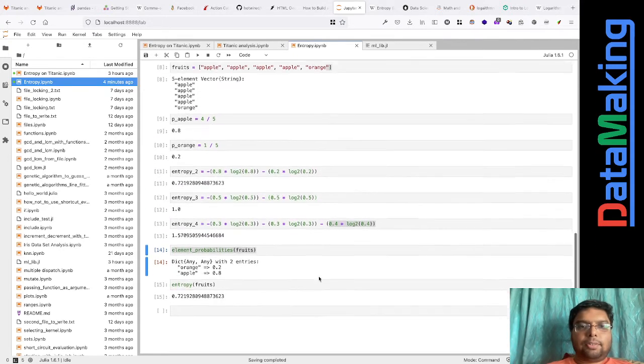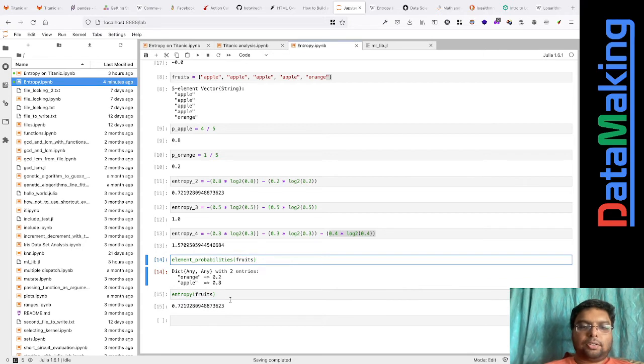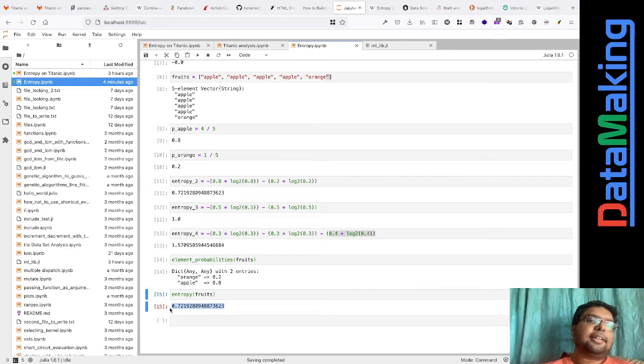So now this fruit has apple, orange, and we just found out by hand that it is 0.721. So let me look at the entropy of fruits now. It is giving 0.721 or 0.722, so it is giving the same value as here. So our entropy function is right. Now we have entropy, which we can use in the future.